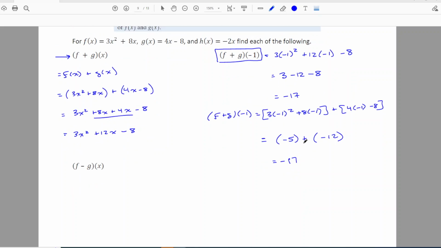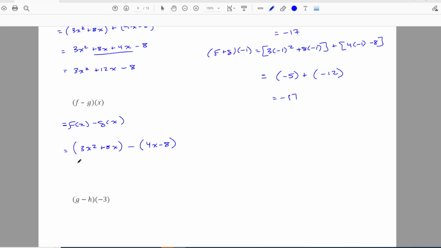They could also ask you to subtract. This question is saying find f of x and then take away the g of x. So this time, instead of adding, I'm subtracting. My f of x function is 3x squared plus 8x, and from it, I'm going to take away the 4x minus 8. For this one, you would distribute the minus sign to get 3x squared plus 8x minus 4x plus 8, right? Then you could collect like terms to get 3x squared plus 4x plus 8. Or you could stack them when you did that, it doesn't matter.